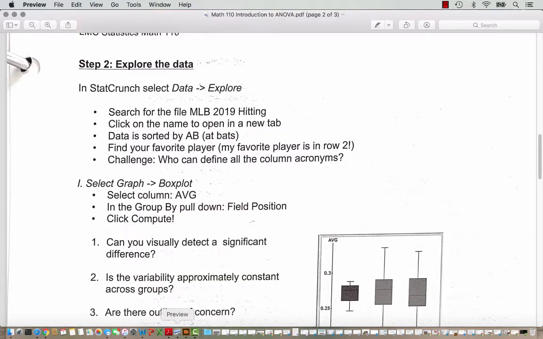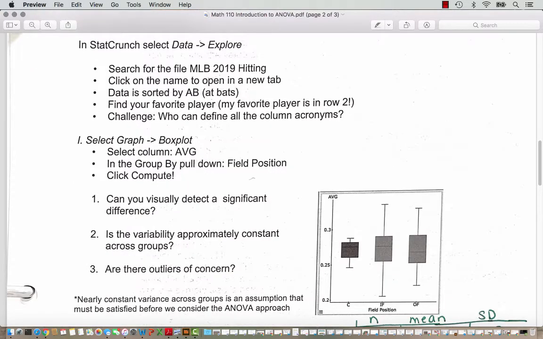All right, so now we're going to do some box plots for the batting average. So we are going to select graph box plot, and then we're going to group by the field positions. And we're going to investigate if we visually detect a significant difference, is the variability approximately constant, and are there any outliers of concern?